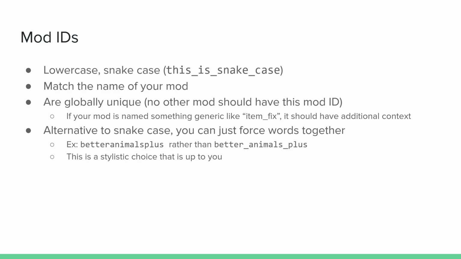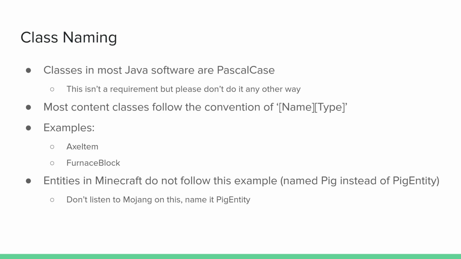A common example is there was a mod called AE2 Editions that was Applied Energistics 2, and there's also Aether Editions. They both chose the mod ID of AE Editions. So don't do that. If it's generic, it should have more context. And alternatively to snake case, you can just mash words together. This is my favorite way to do it, actually. It's up to you.